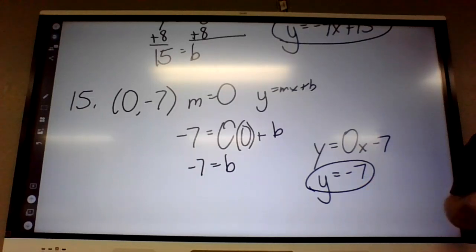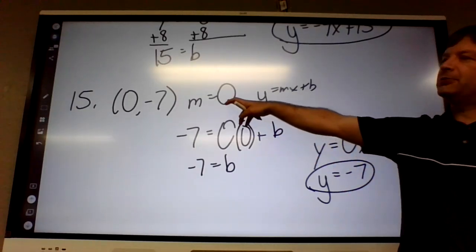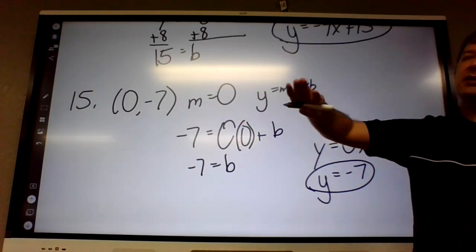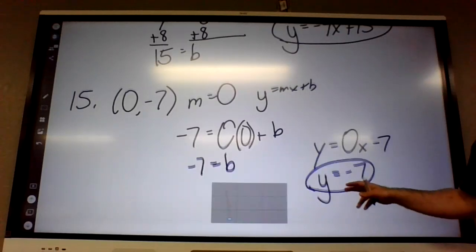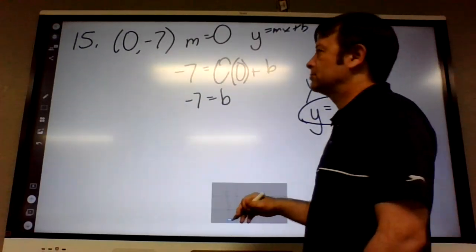Go down to negative 7. Horizontal line. Horizontal line, 0 slope. Horizontal line. Makes sense.